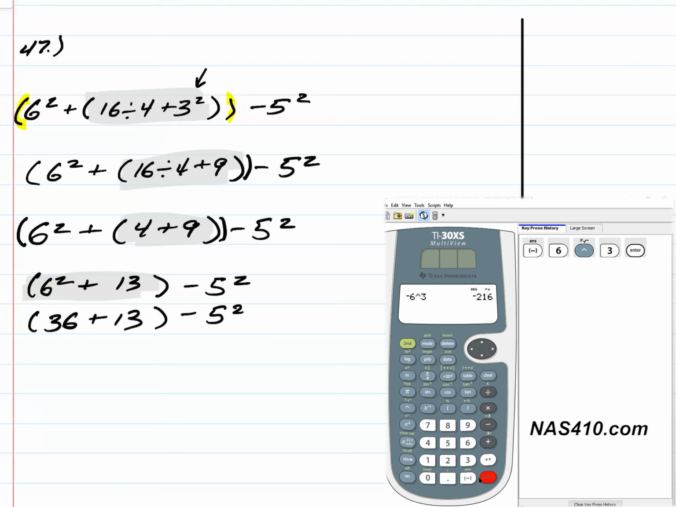And so I have 49 minus 5 squared. Okay, next I'm going to hit up this exponent. So 5 times 5 is 25, so I have 49 minus 25. Okay, and 49 minus 25 is 24.